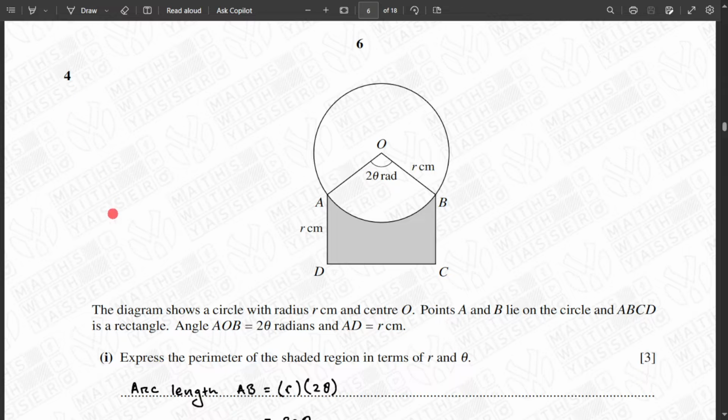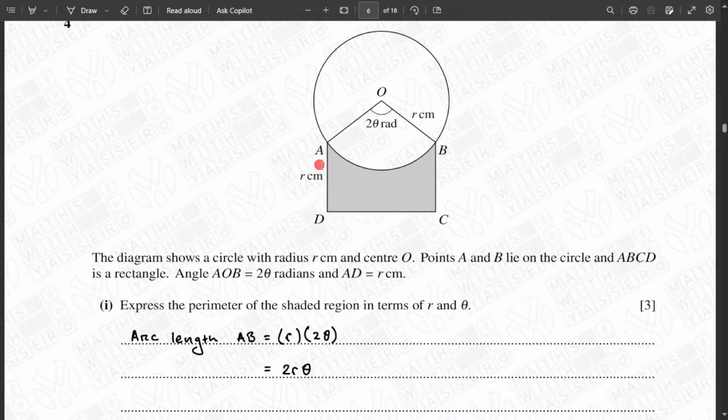Question number 4. It says the diagram shows a circle with radius r centimeter and center O. Points A and B lie on the circle, and ABCD is a rectangle. Angle AOB is 2 theta and AD is r. We need to express the perimeter of the shaded region in terms of r and theta. So let's first find the arc length AB. AB is equals to, the formula for the arc length is r theta. And in this question, the radius is also r and theta is 2 theta. So it will be r times 2 theta. So that gives us 2r theta.